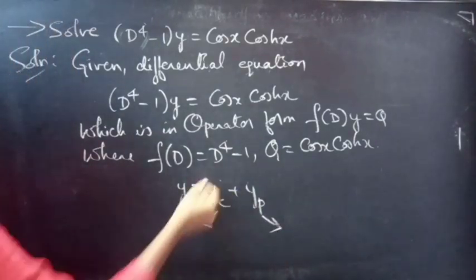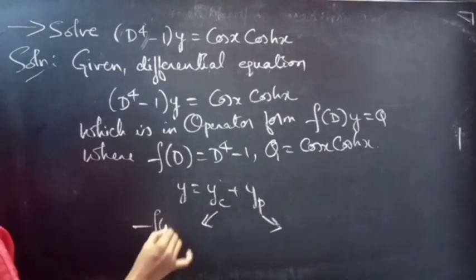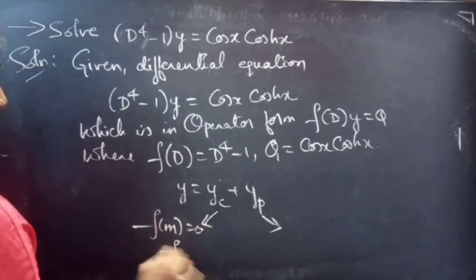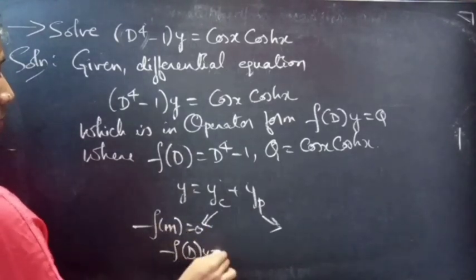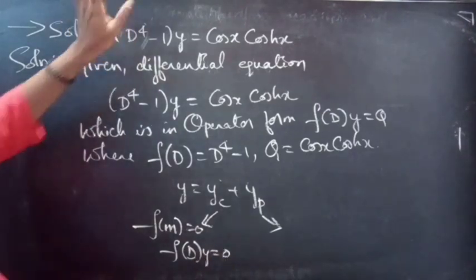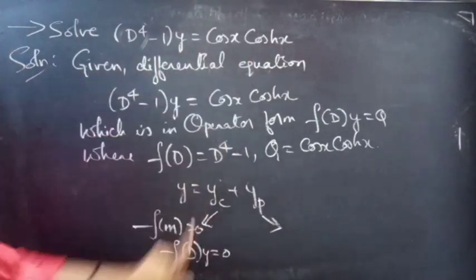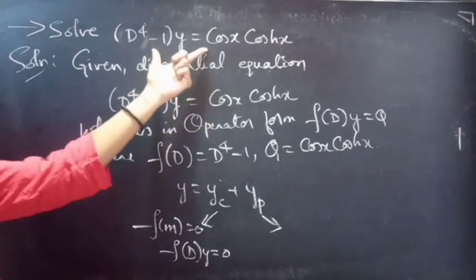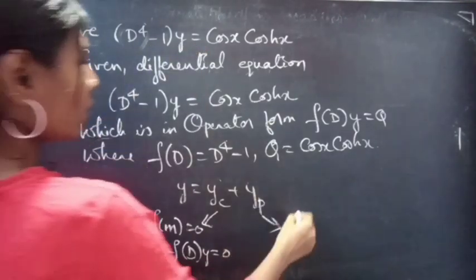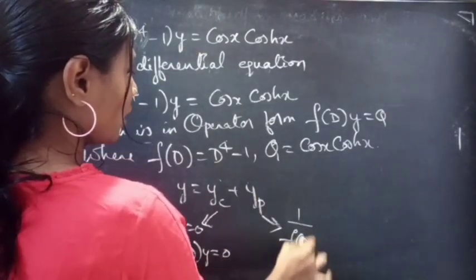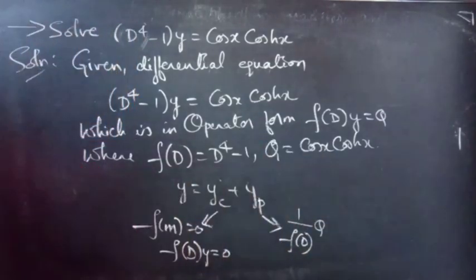We'll find the complementary function using the roots of the auxiliary equation of the homogeneous equation of the given non-homogeneous equation. Simply by putting the RHS to 0, we'll get the homogeneous equation of the given non-homogeneous equation. And we'll find yp as 1/F(D) into Q. Now let's find yc and yp.